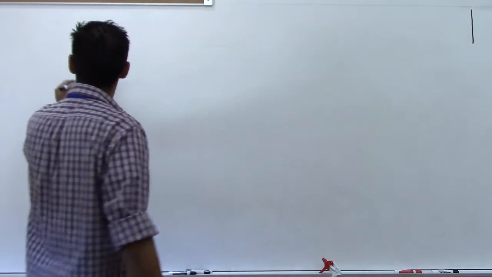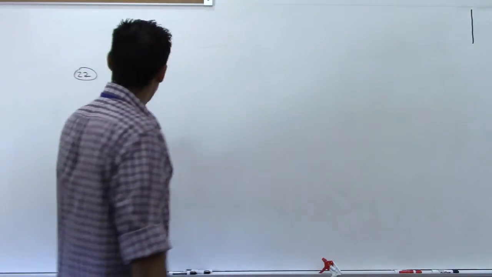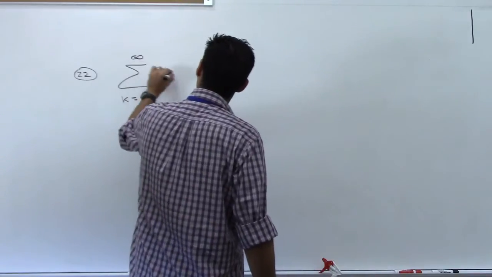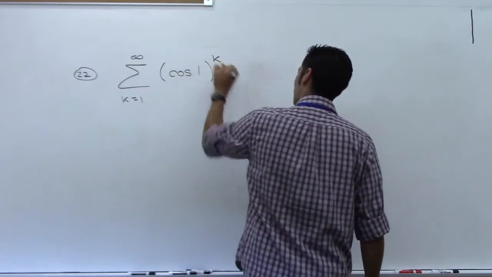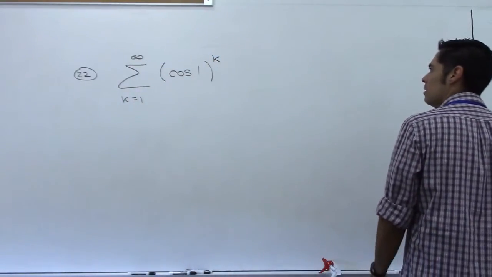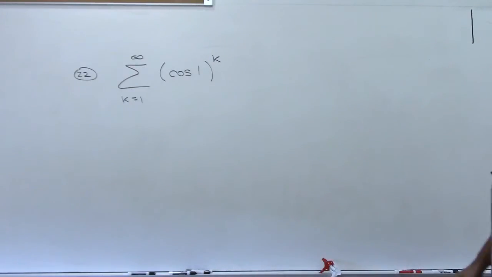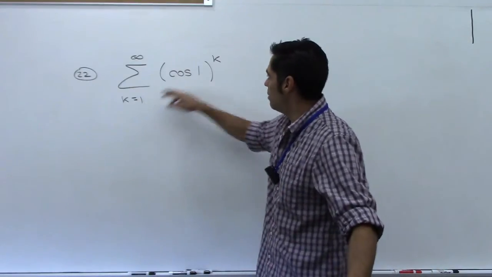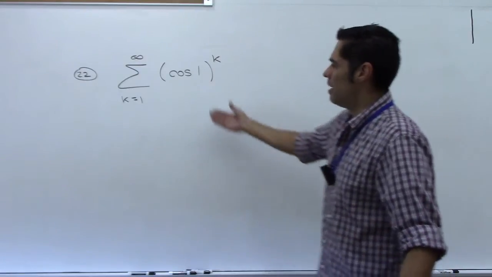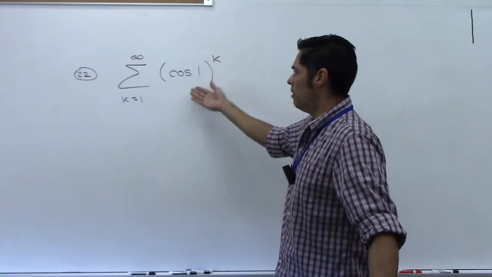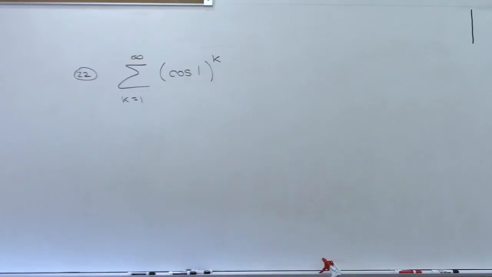All right, 22 is interesting because it looks like, what the heck? Sum k equals 1 to infinity of cosine of 1, all of that to the k. What? What in the world? Well, this is actually a geometric series. We have the index k up here in the exponent. And so that's basically like the r to the n. So we'd like that to be n minus 1, but let's figure out on a calculator what cosine of 1 is.